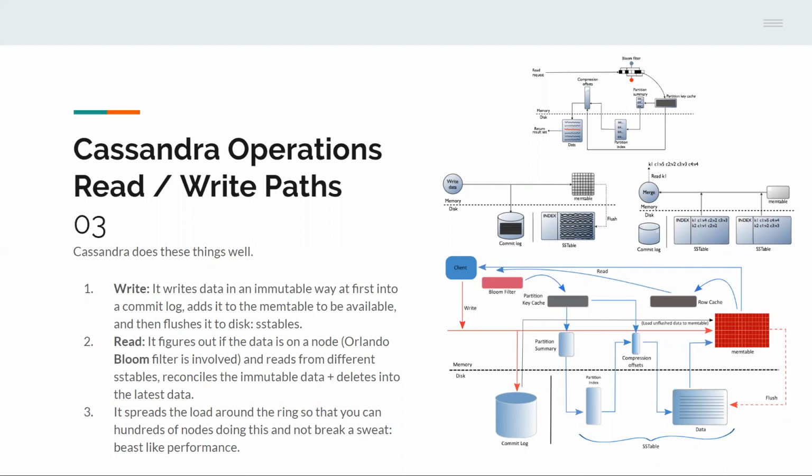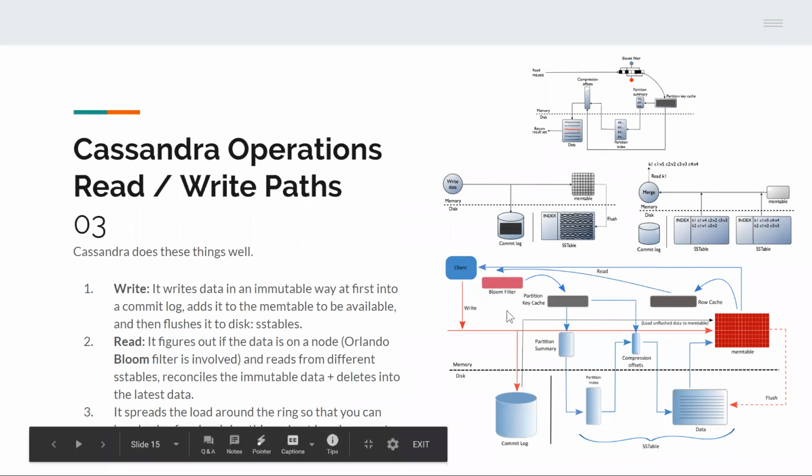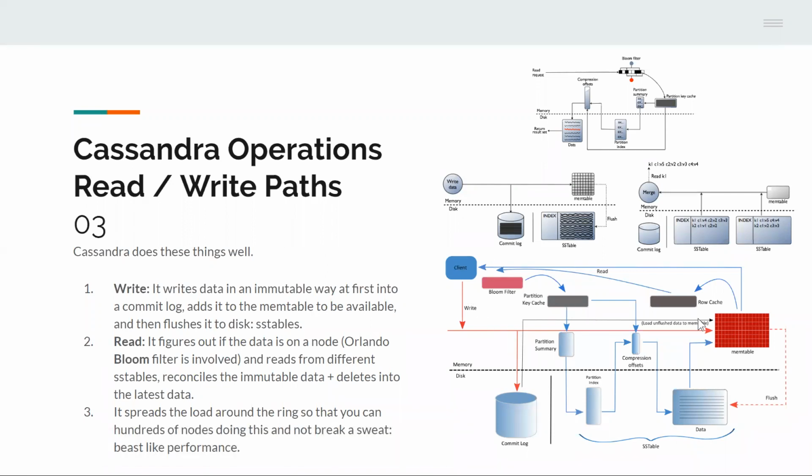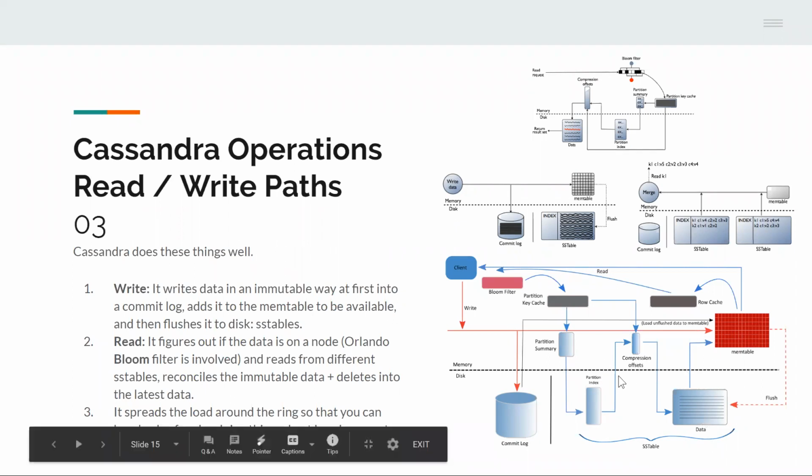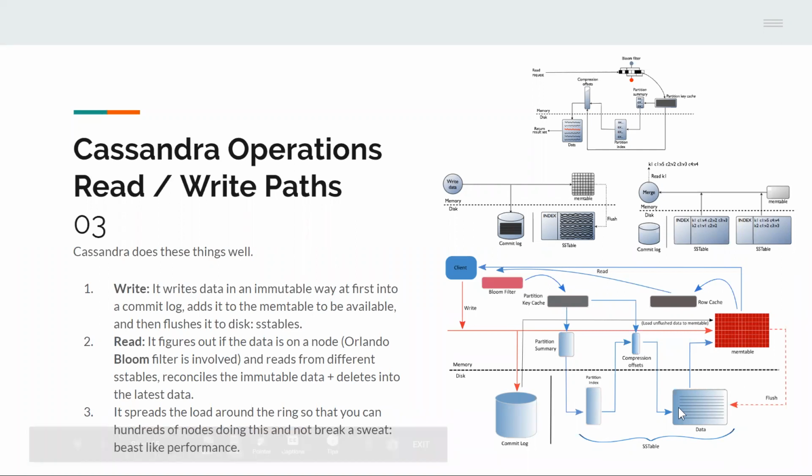On the read path, it's a little bit more complicated, but it basically has to go to a partition cache or a row cache. If it doesn't find it there, it goes to your mem table. If it's in the mem table, it gets it. Otherwise, it eventually has to go down to the SS table itself. There may be many different SS tables, and it has to look into the partition index. There's a thing called a Bloom filter, which allows it to be fairly efficient in figuring out which SS table to go to.